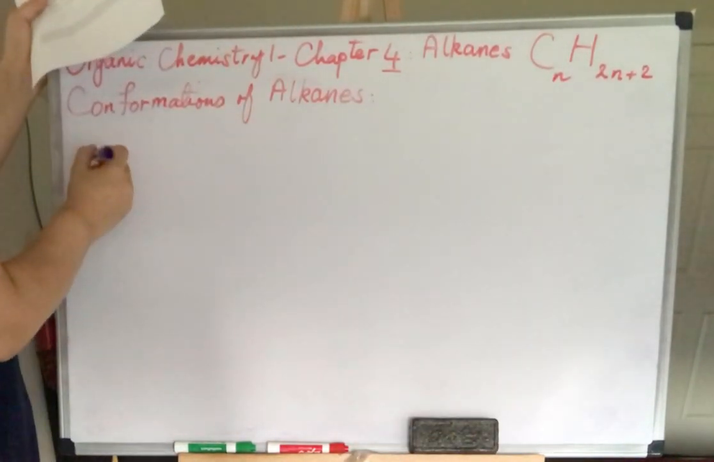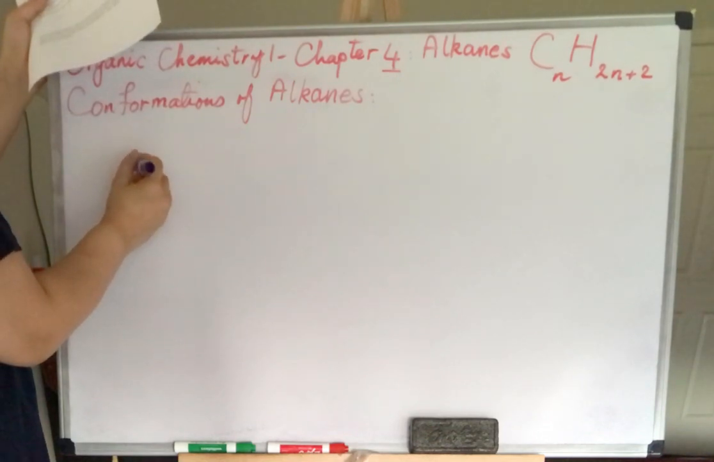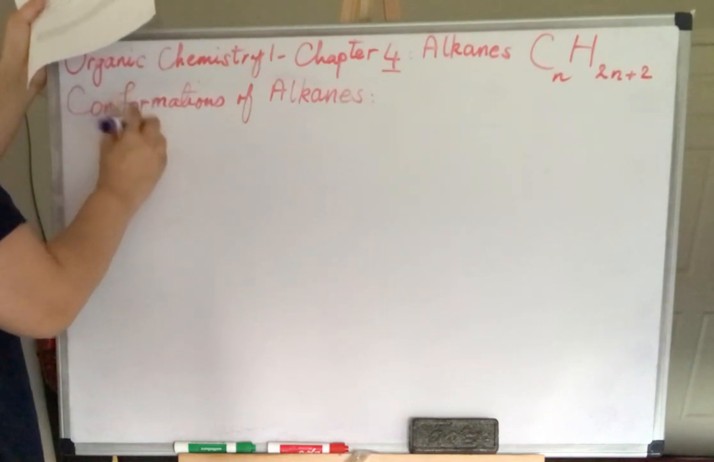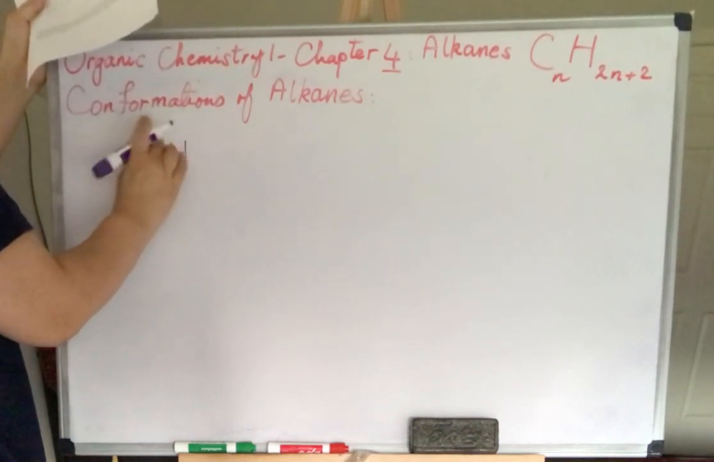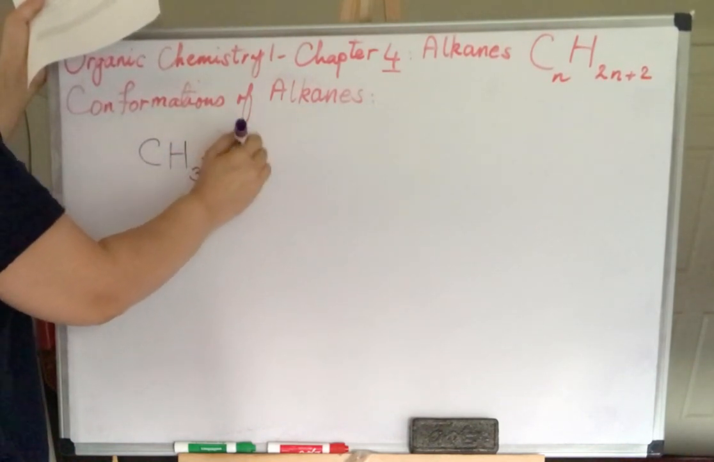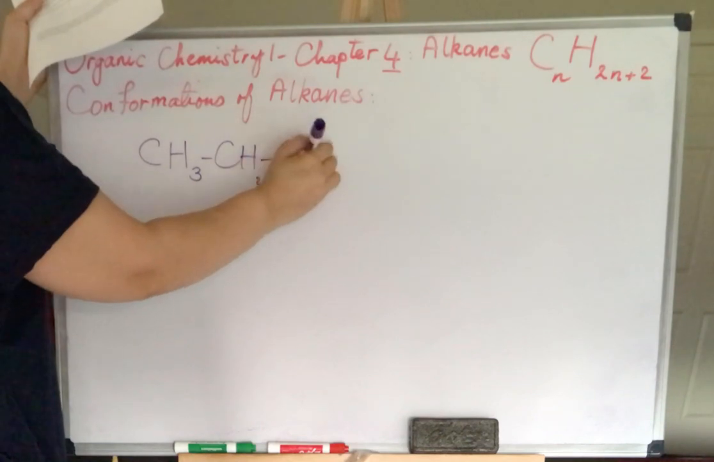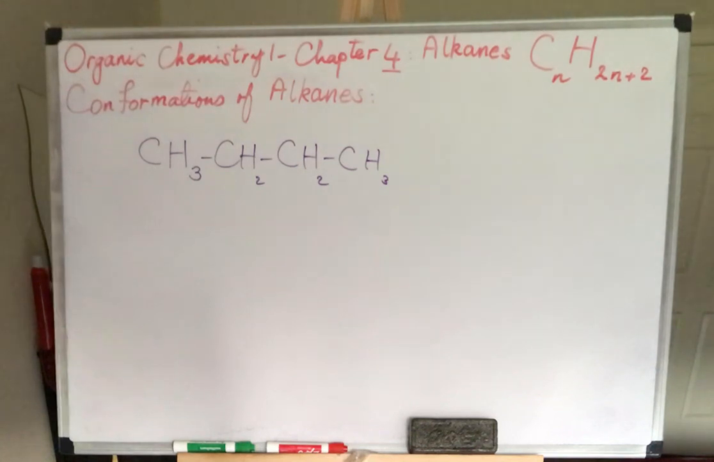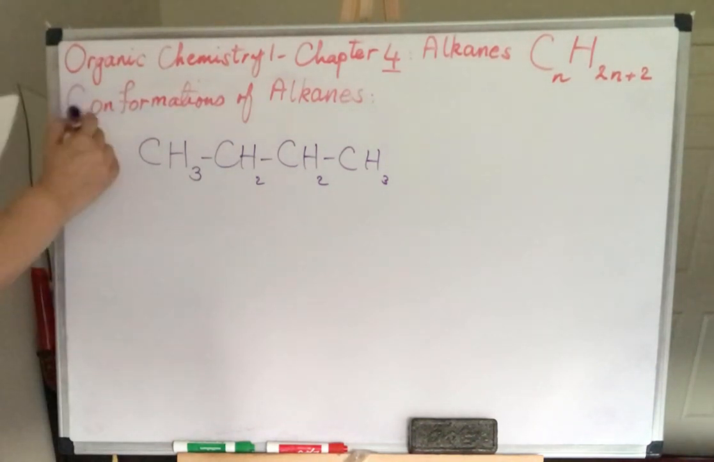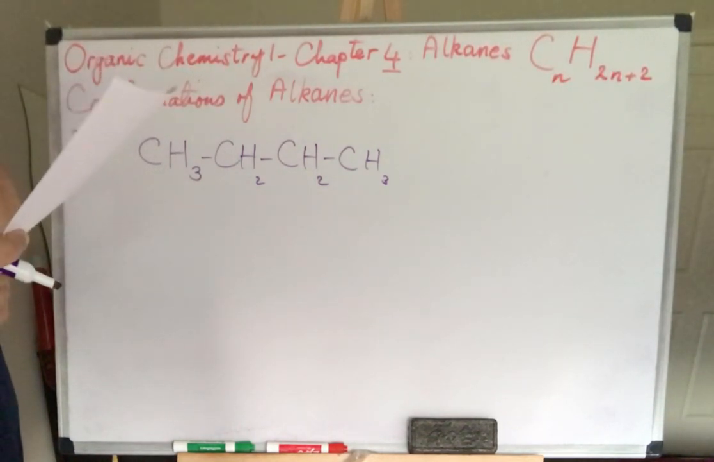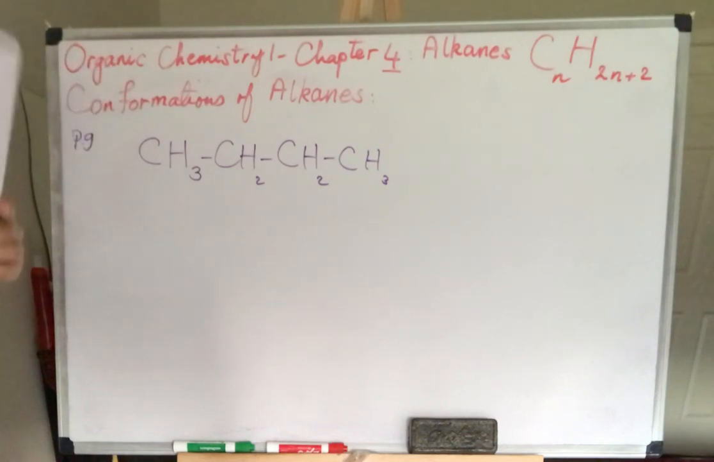Page 9 is asking about butane first. By increasing the number of carbons, you need to pay more attention to the location of carbons. CH3, CH2, CH2, CH3. Now, pretend that we don't have the molecular models. Page 9 is asking, draw a Newman projection of butane sighting down C2-C3.